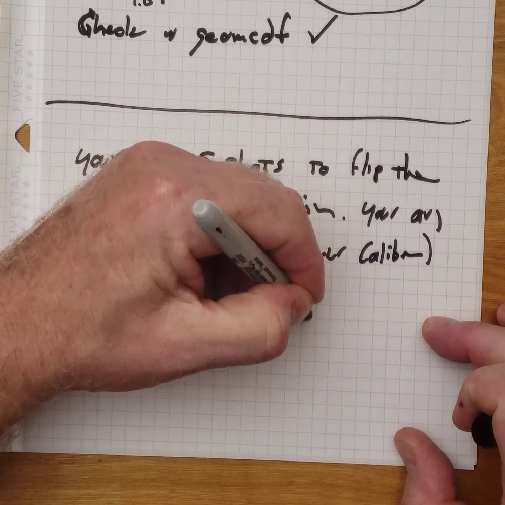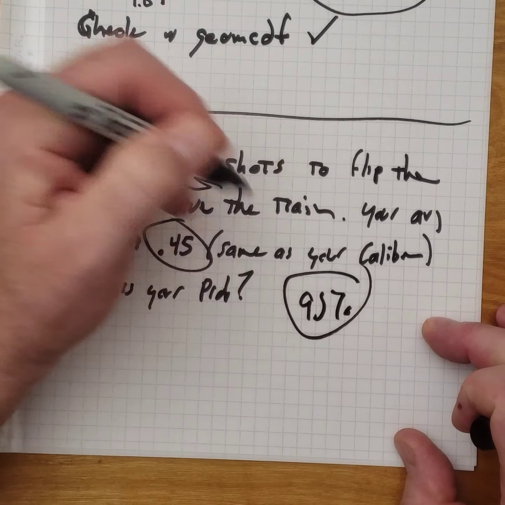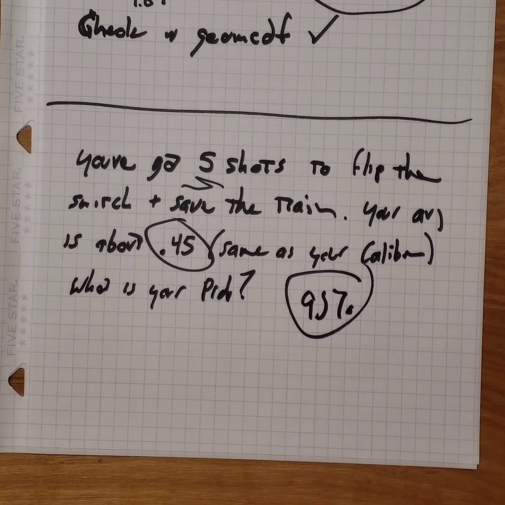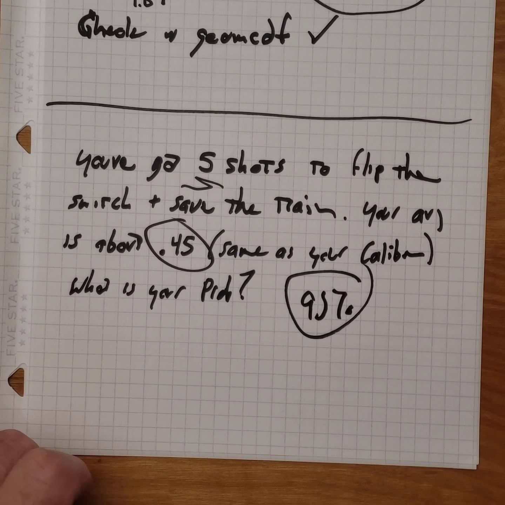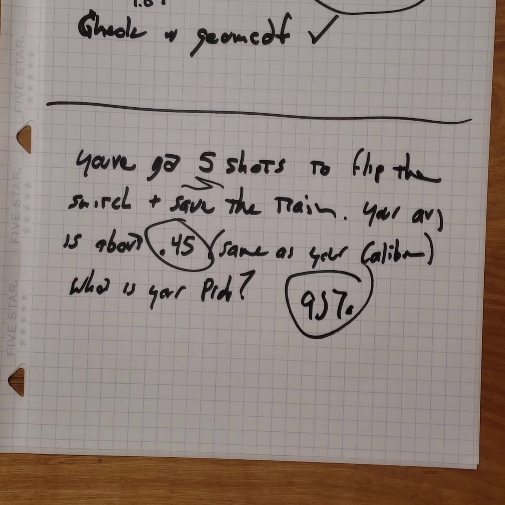But we've got a 95% chance here of saving the train, which, again, if you pay attention to the context of the question, is sensible for our answer. Next time, we're going to move on to the binomial distribution.